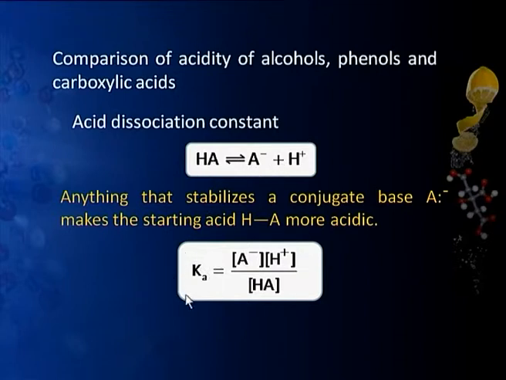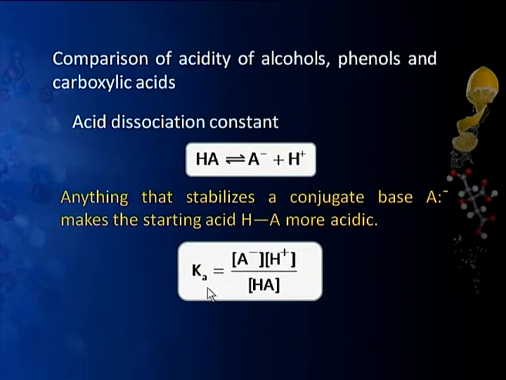So, we will get a higher value of Ka, because if the concentration of this anion or H plus ion is more, we can compare the acid strength of any substance by comparing their Ka values. The higher the Ka value, the stronger the acid.